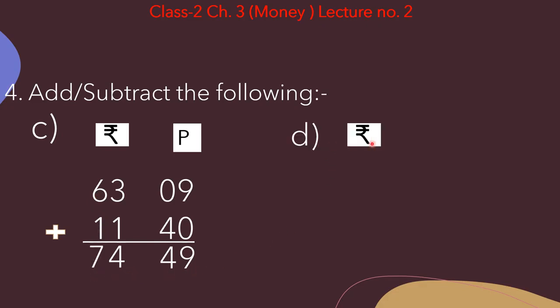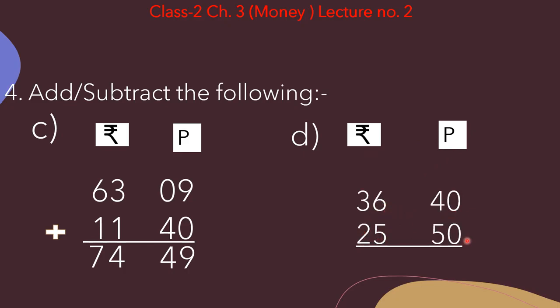Now in D part. Here again we have given rupees and paise, 36 rupees 40 paise and 25 rupees 50 paise. Now we have to subtract. Now we will start from our right hand side. So 0 minus 0, that is equal to 0. 4 minus 5, that is not possible. So here we will take borrow and this 4 will become 14 and this 6 will become 5.